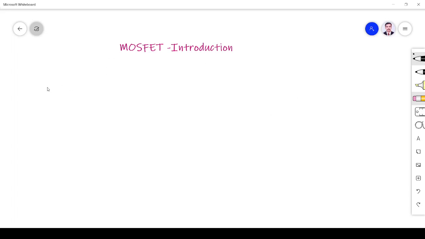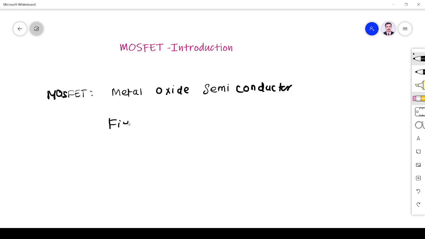So what is MOSFET? MOSFET is metal oxide semiconductor field effect transistor. It is called MOSFET, right?